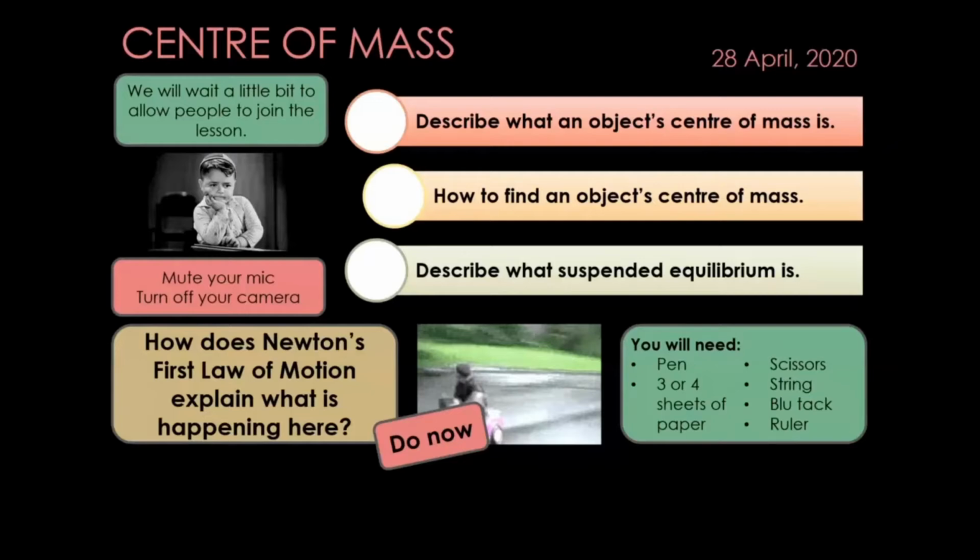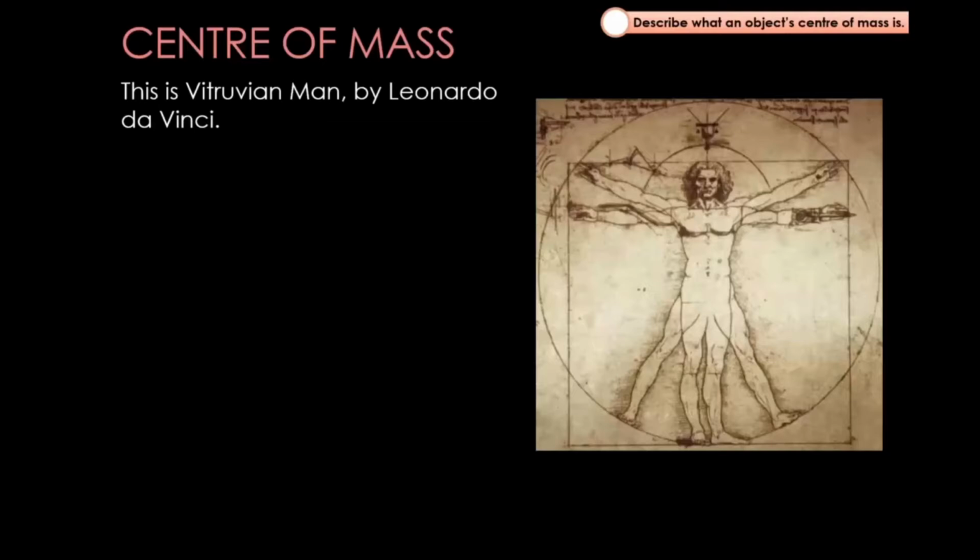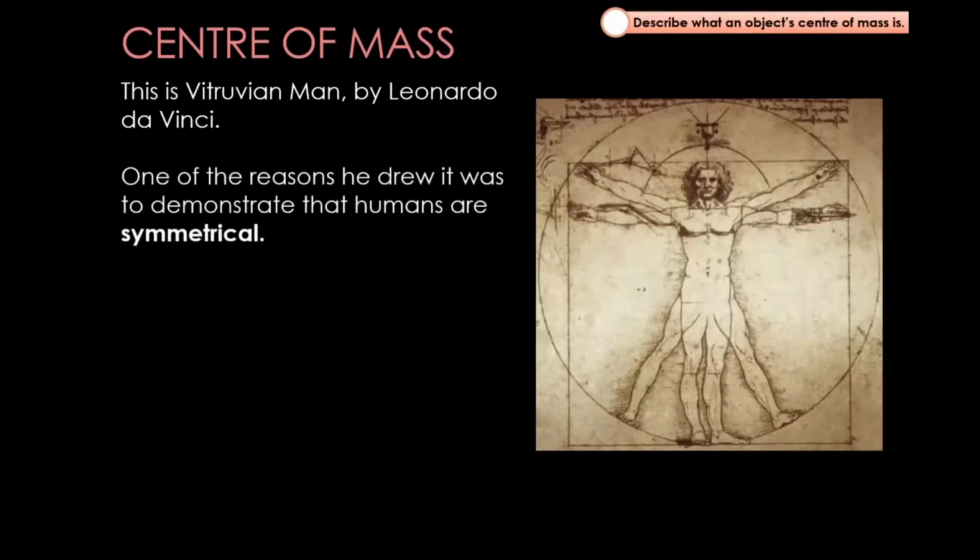Okay, cool. So let's move onwards then. This is a picture that you may well have seen before. This is something drawn by Leonardo da Vinci, and it's known as Vitruvian Man. Now, the point of Vitruvian Man is to demonstrate that human beings are symmetrical. This is one of the things that Vitruvian Man, this picture by Leonardo da Vinci, is trying to show us.